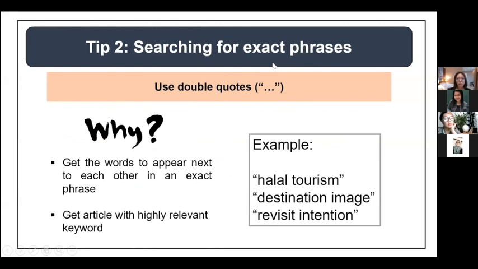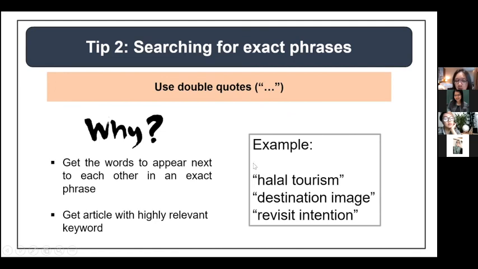Searching for exact phrases means that you can use the double quote when you want to do searching. For example, when we use the double quote, we will get the words to appear next to each other in an exact phrase. When I want to search halal tourism, make sure you include the double quotation mark for halal tourism. So you will get all the articles with the keywords halal tourism.